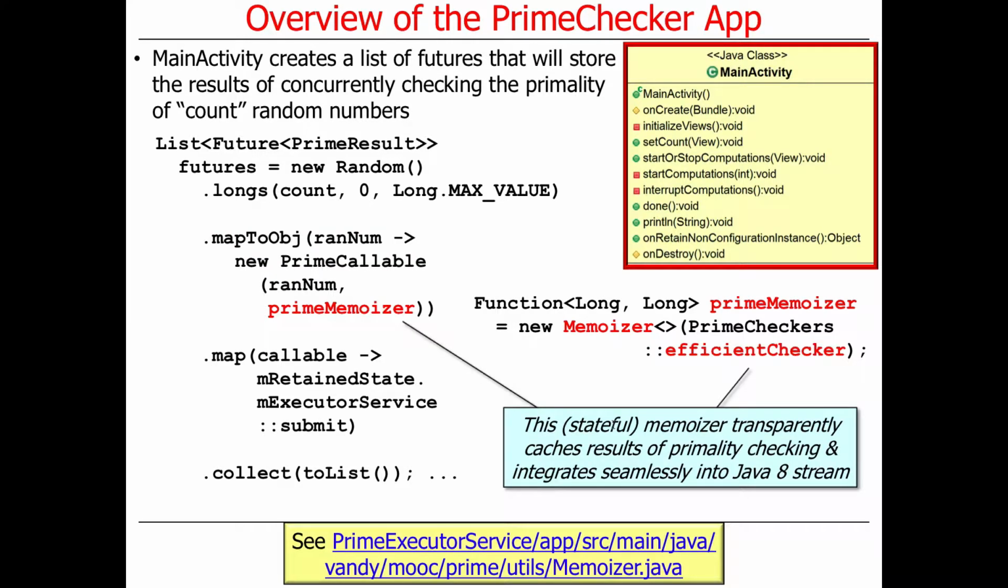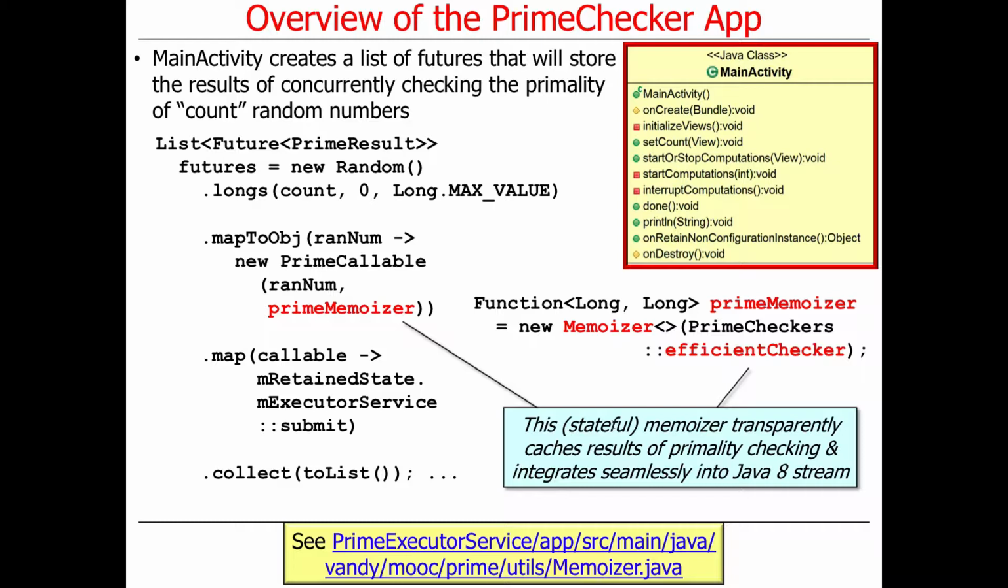So what the heck is a prime memoizer? We'll come back and talk about memoizers later. Really, really cool technique, and it illustrates some interesting stateful mechanisms that we use with lambda expressions. But basically what a memoizer is, is something that's going to cache the results of a computation. So it's a generic class that will cache results. And in this particular case, it's going to be a memoizer that caches longs to longs.